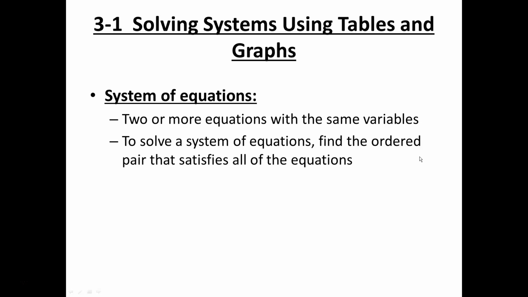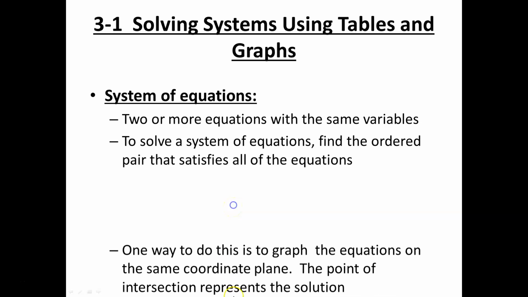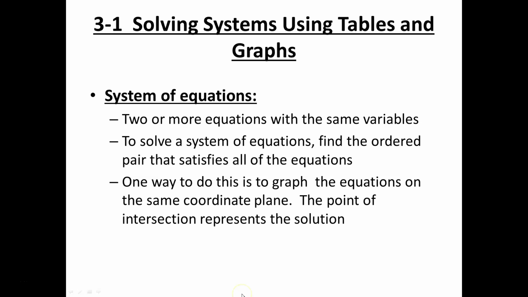To solve a system of equations, find the ordered pair that satisfies all of the equations. And one way to do this is to graph the equations on the same coordinate plane. The point of intersection represents the solution. So basically, we're going to graph two lines and find out where they cross, if they cross.